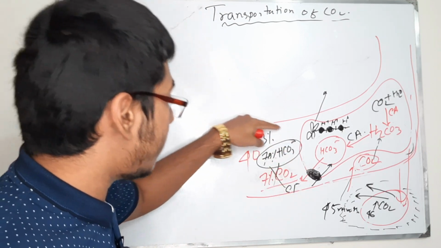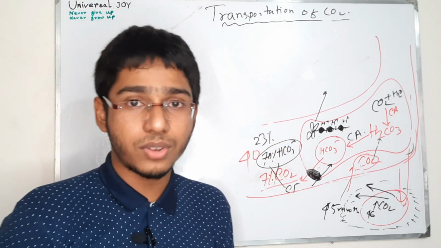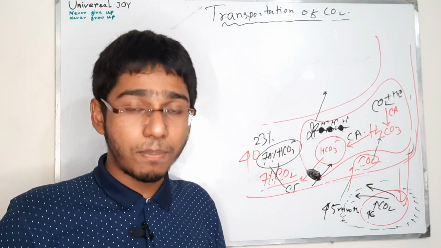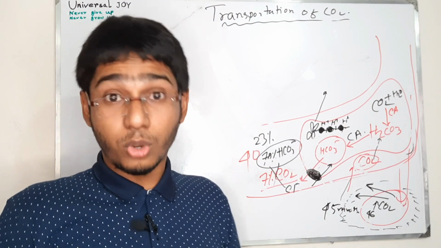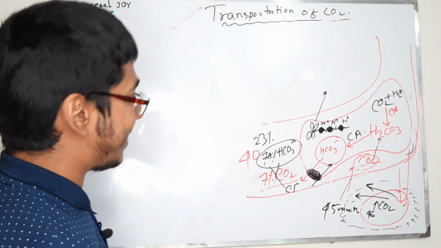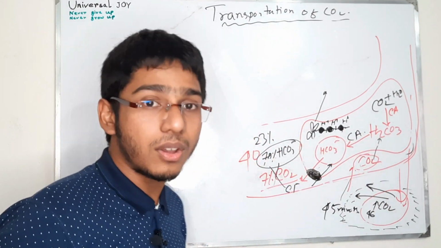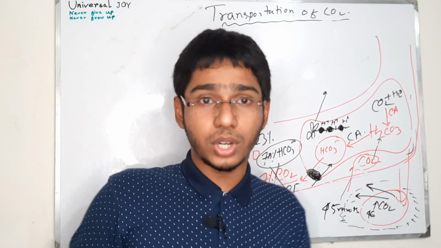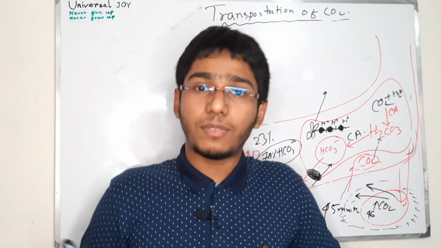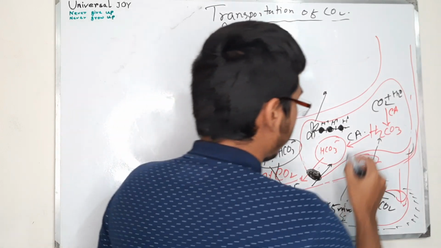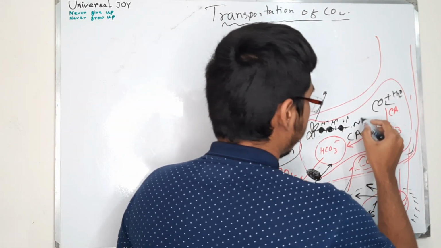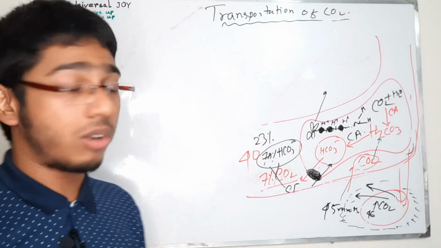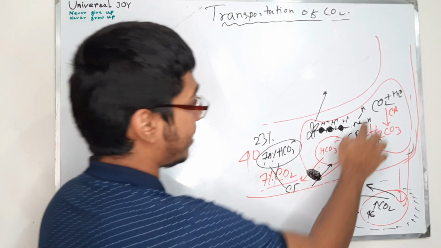I've already mentioned earlier that this remaining 23% of the carbon dioxide will be transported through the blood in the form of either a carbaminohemoglobin compound or a carbamino-plasma protein compound. Now what really happens is that this is a hemoglobin chain, and it has two parts. One is the heme portion, the other is the globin portion. The globin portion is nothing but a combination of amino acids. Now in the amino acid at the terminal end, definitely there is the NH2 end, also known as the amino end.